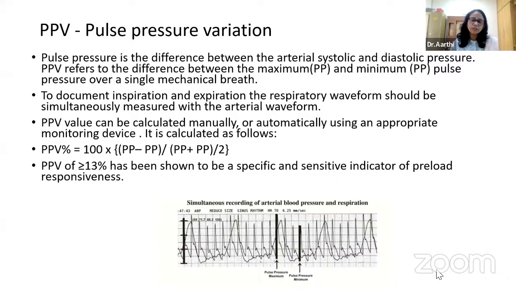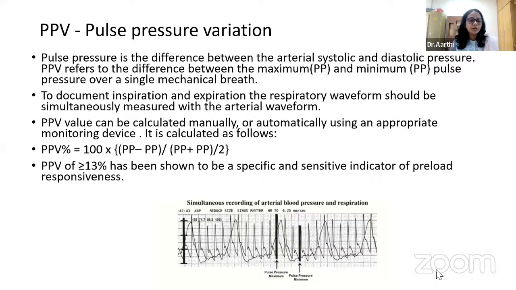So to document it, the inspiratory and expiratory respiratory waveform should always be simultaneously analyzed when you're assessing for a pulse pressure variation with an arterial waveform. So pulse pressure variation can be calculated manually or automatically. So these are the calculations which are done manually. Almost all advanced monitors have automatic devices to calculate the pulse pressure variation.